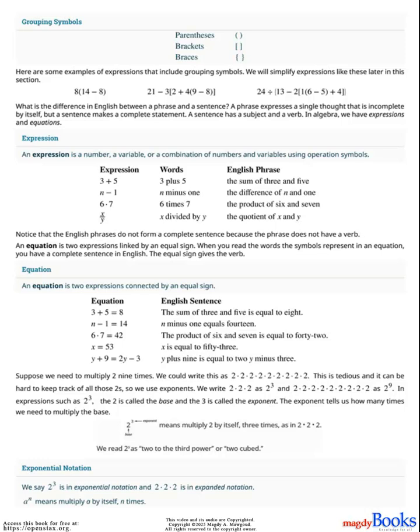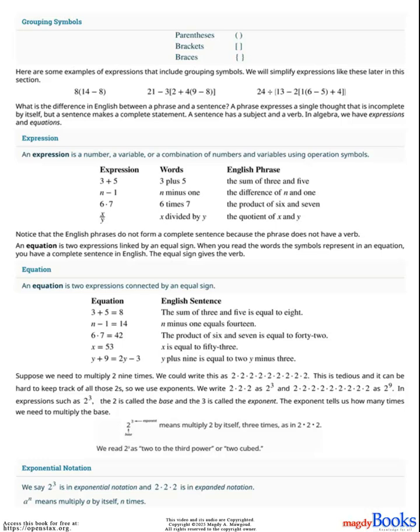What is the difference in English between a phrase and a sentence? A phrase expresses a single thought that is incomplete by itself, but a sentence makes a complete statement. A sentence has a subject and a verb. In algebra, we have expressions and equations. Expression. An expression is a number, a variable, or a combination of numbers and variables using operation symbols.